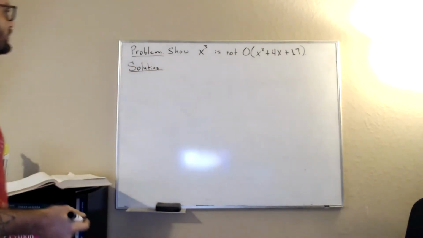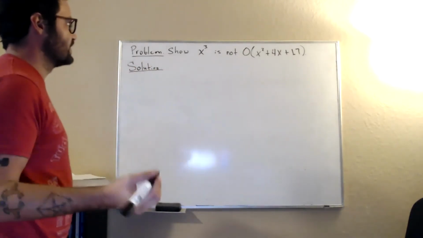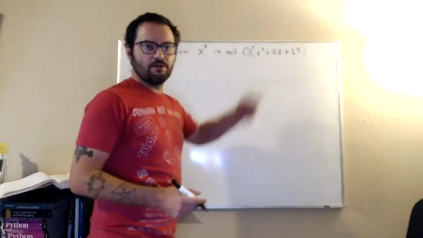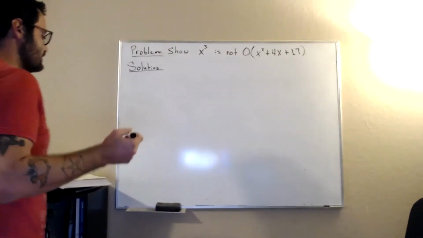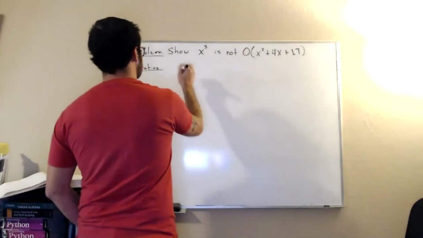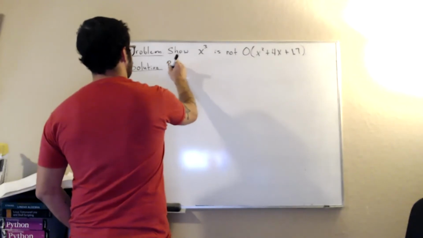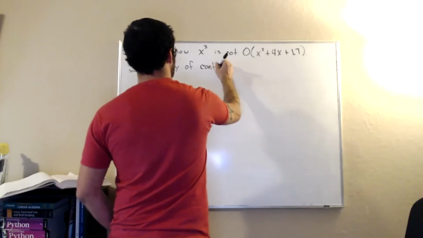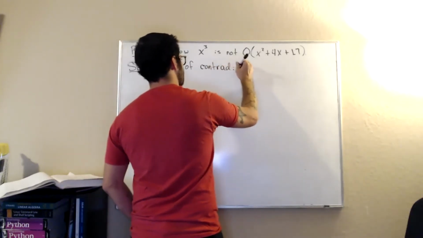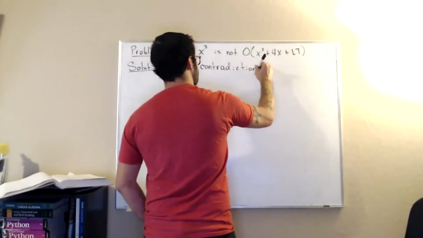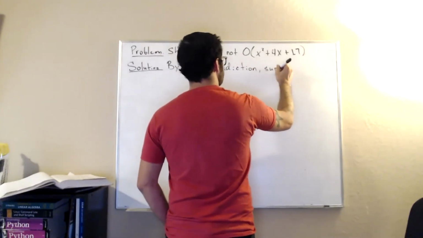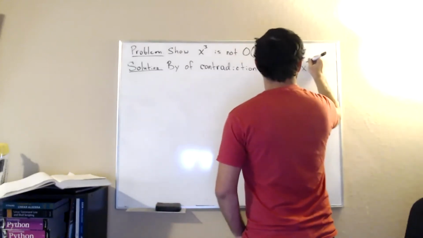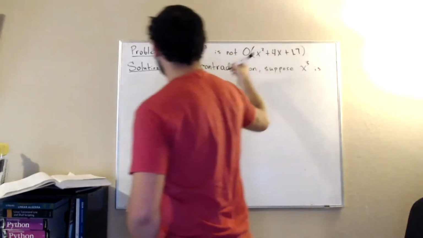So if you're going to show this, you're going to prove this. You assume by contradiction. If you're going to show something is not big O of something else, then you typically will do this by contradiction. So let's just say by way of contradiction, suppose x cubed is big O of that polynomial.